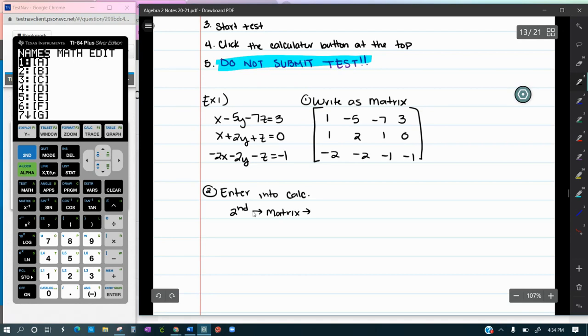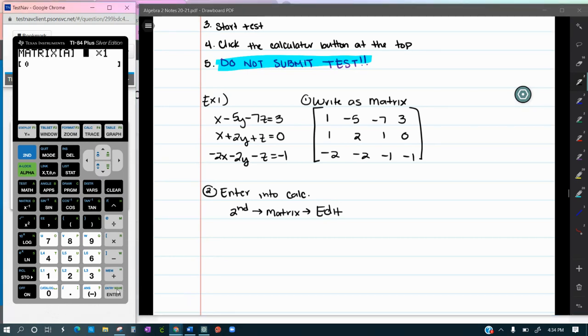The first thing we need to do is actually enter this matrix into the calculator. So we're going to scroll over to edit. That is our next step. So use your arrows and scroll to edit. So second, matrix, edit. Okay. You can click on any of these, A, B, or C. I'm just going to click on A.